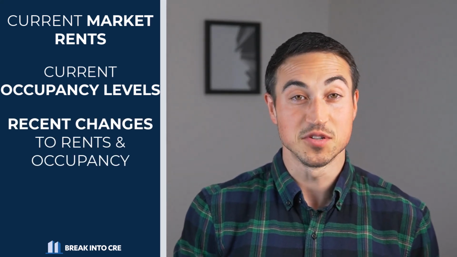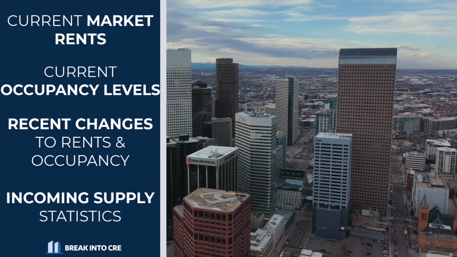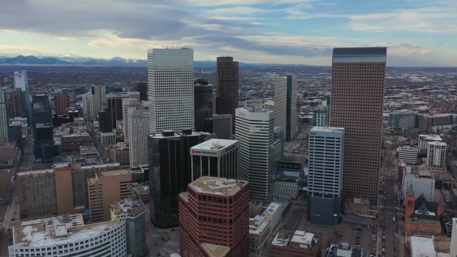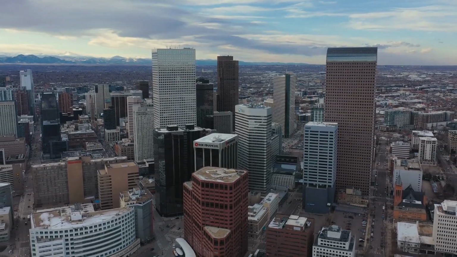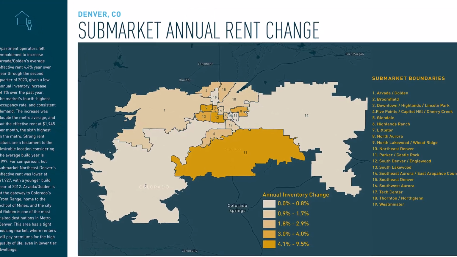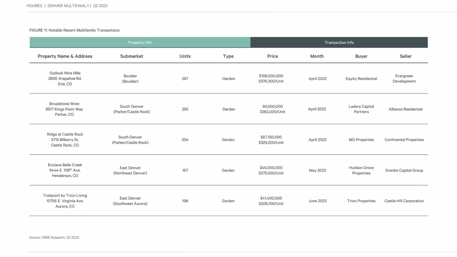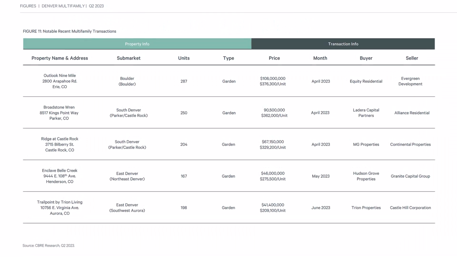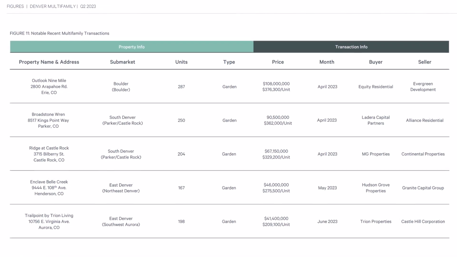Each of these reports is going to provide slightly different information, but most of these are going to include data on things like current market rents, current occupancy levels, recent changes to both rents and occupancy levels in the market, and also incoming supply statistics that might affect rents and occupancy in the market going forward. Some reports will also zoom in on things like employment data, rent growth, or occupancy levels broken down by submarket, or even information on recent transactions and the biggest buyers and sellers that are active in the metro.